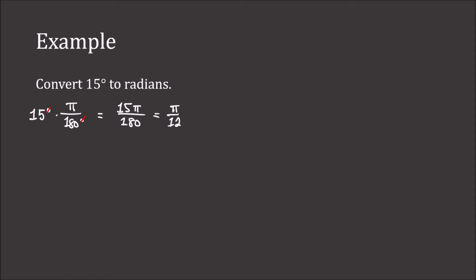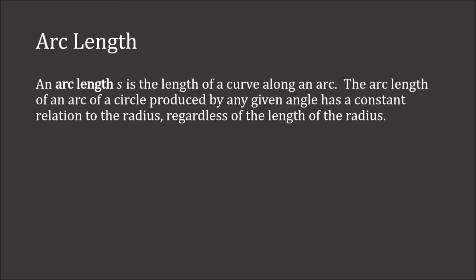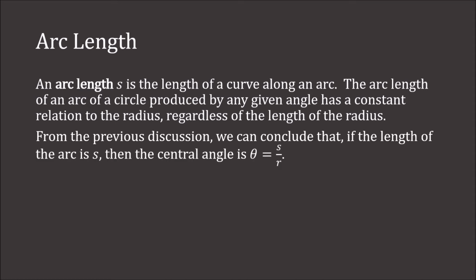So we were talking about length of an arc before. We're going to study this now more in depth. So an arc length, S, is the length of a curve along an arc. The arc length of an arc of a circle produced by any given angle has a constant relation to the radius, regardless of the length of this radius. From the previous discussion, we conclude if the length of the arc is S, then the central angle theta is S over R.